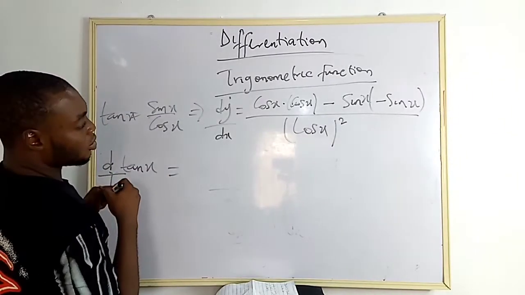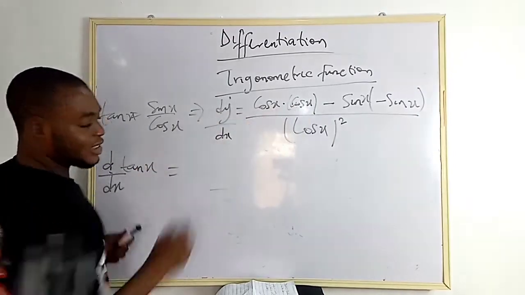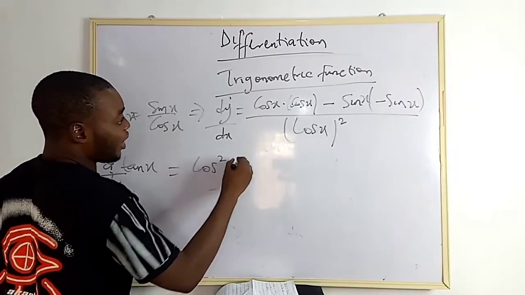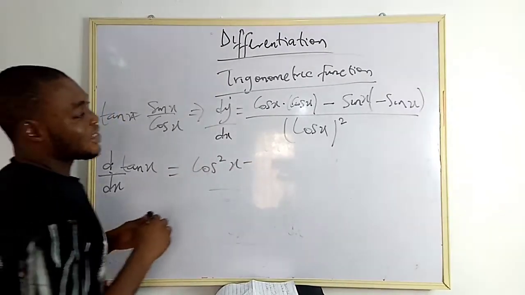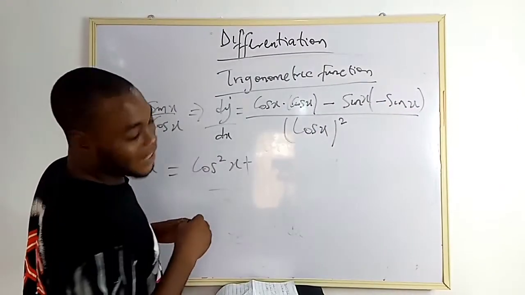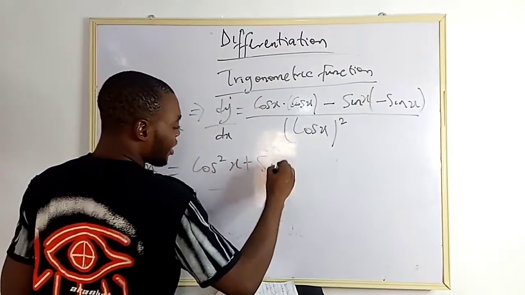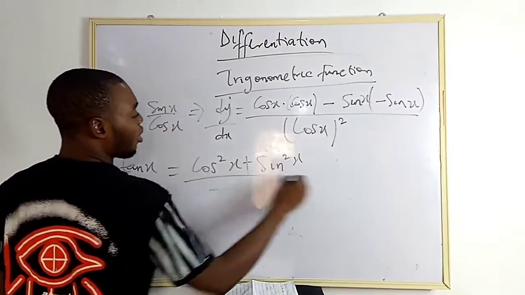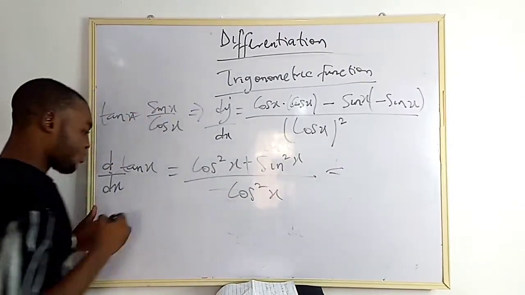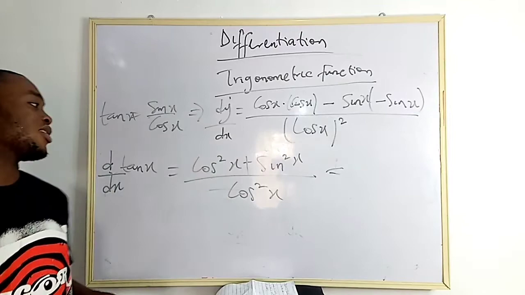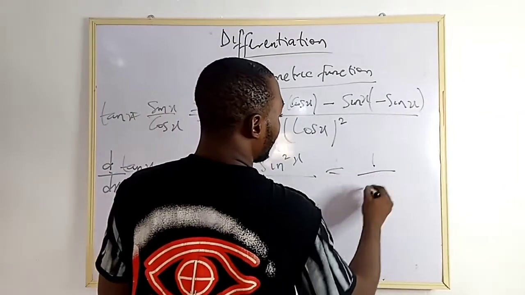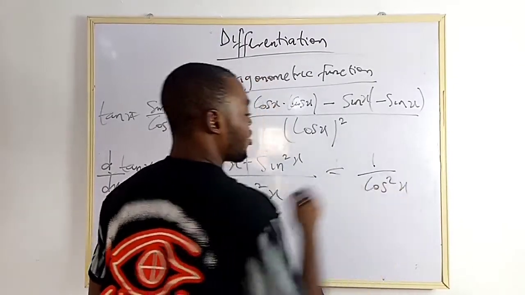Then d/dx of tan x equals cos x times cos x, that's cos squared x, minus sin x times minus sin x, and minus and minus gives plus, so sin x times sin x is sin squared x, all over cos squared x. Remember the trig identity: cos squared x plus sin squared x is 1, so we have 1 over cos squared x.